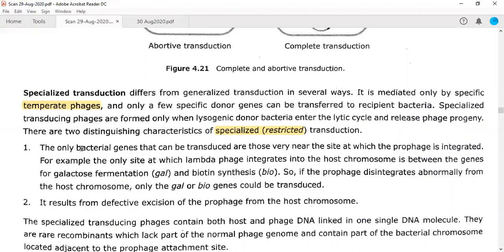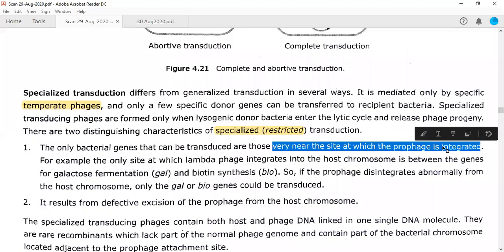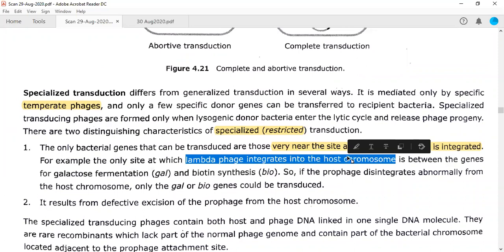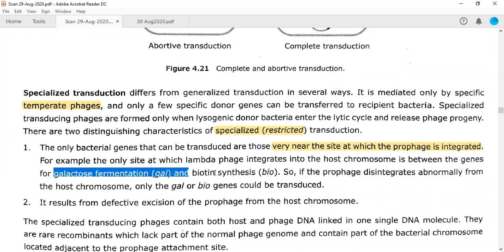There are two distinguishing characteristics. First of all, the only bacterial genes that can be transduced are those which are very near to the site of prophage integration, right? So where the prophage is actually being integrated, the genes which are present in close proximity are able to transfer from one bacterial cell into some other bacterial cell. For example, the only site at which the lambda phage integrates into the host chromosome of E. coli is between the genes of galactose fermentation, that is gal, and biotin synthesis, that is bio.